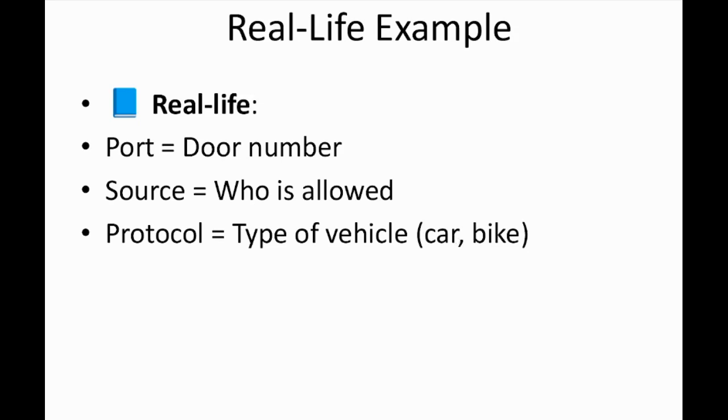Let's now discuss a real life example. Port you can consider like a door number. Okay, source is who is allowed, and protocol is like the type of vehicle. You can understand protocol in this way, like a type of vehicle, a car or a bike. Okay, so it will be easy to understand how security group is working in AWS.